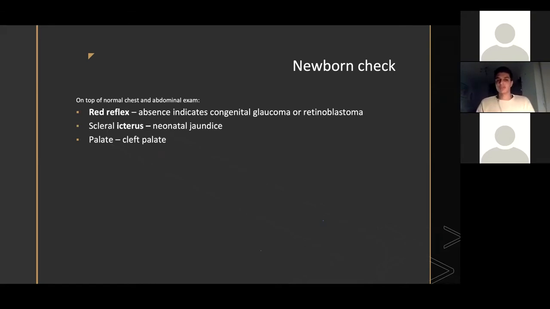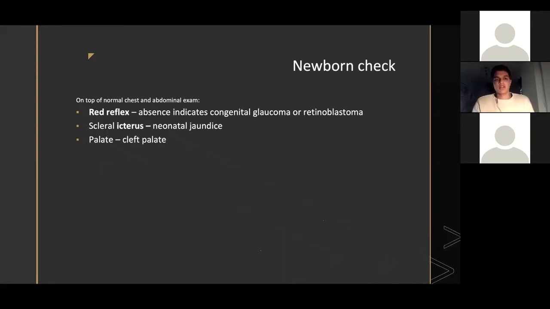So if you don't see a red reflex, you need to be able to think that you need to have a look. And again, this is important for you because if you're a GP, and many people will go on to be GPs, then you might get a baby who's been taken home, had a baby check at hospital, and then has a routine checkup with the GP, or the mum comes in because they're concerned, or dad comes in because they're concerned. If you examine the baby, you might want to do these things in the first few months, because it is super important. And if someone else has missed it, you can't just assume that it's been picked up.